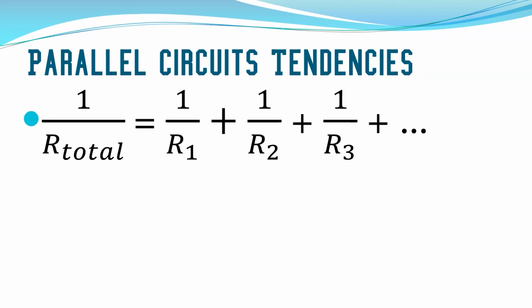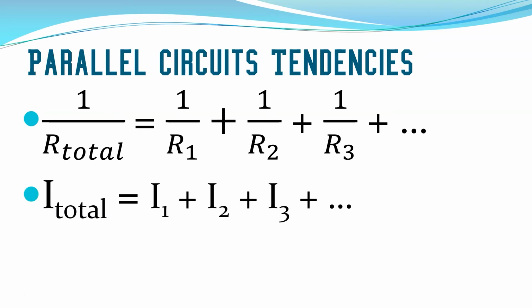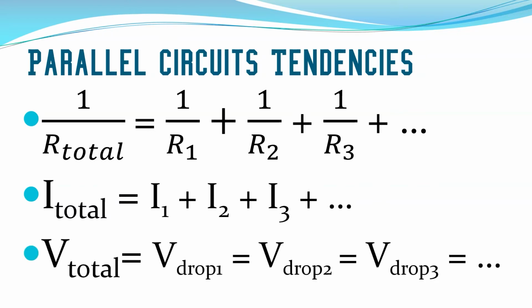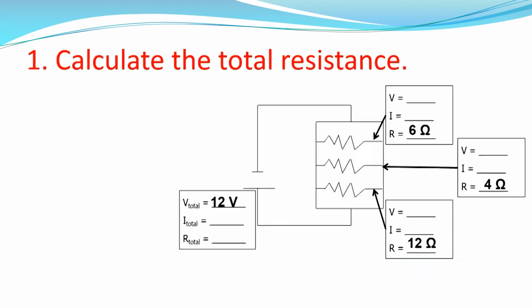Because of that inverse relationship with resistance, the inverse resistance of the total circuit is equal to the inverse resistance of all other resistors in that circuit. The current is the sum. Because we have multiple currents, you have to add them up to get the total current. It's not the same throughout. And then the total voltage is the same at every single point. This is why parallel circuits allow bulbs or loads to continue to work even if another resistor or bulb was removed. We can apply Ohm's law and the tendencies to this parallel circuit.